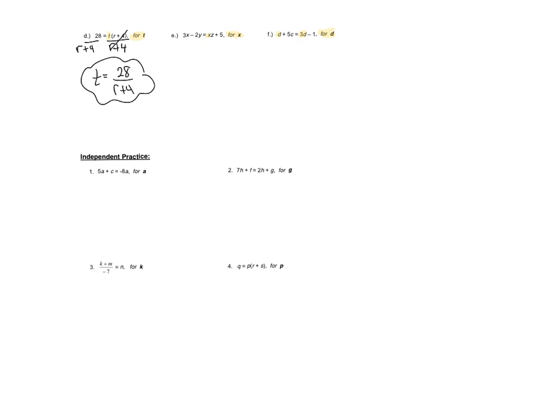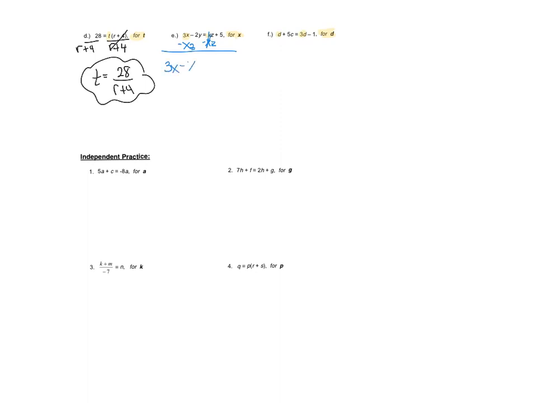In example E, I forgot to highlight one of my x's. But I'm solving for x, so I'm going to highlight my x's here. Okay, so I know I need to get my x's together. That x is being multiplied to the z, so I have to move both at the same time here. So when I move that, I'm going to subtract xz from both sides. Notice there's no like terms of xz on the left, so I'm just going to write 3x.